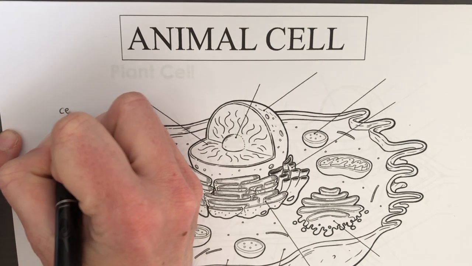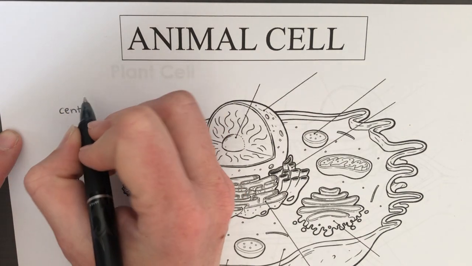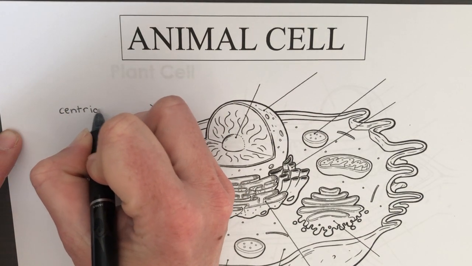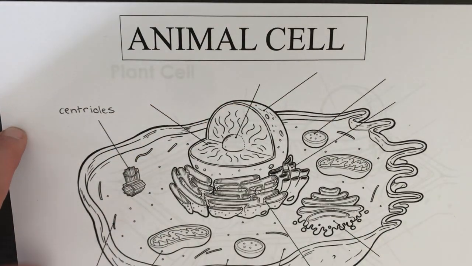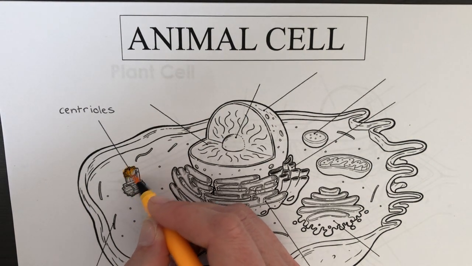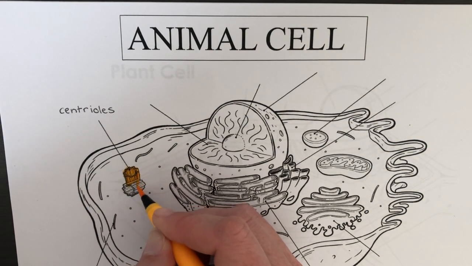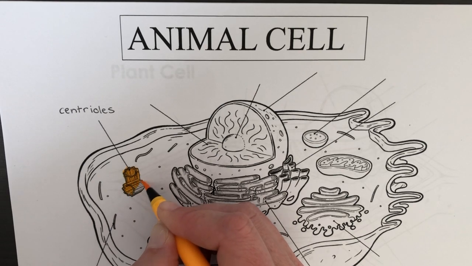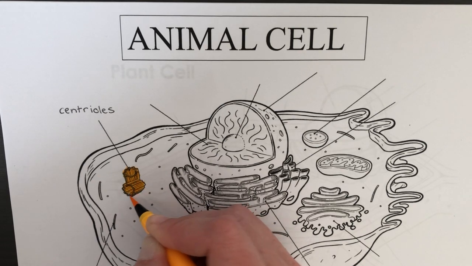These are called centrioles. Centrioles are important for helping the cell to divide, but we're not going to talk about cell division this year in depth, so we did not go over them now.